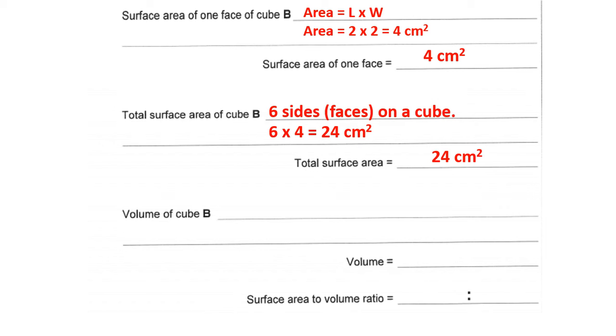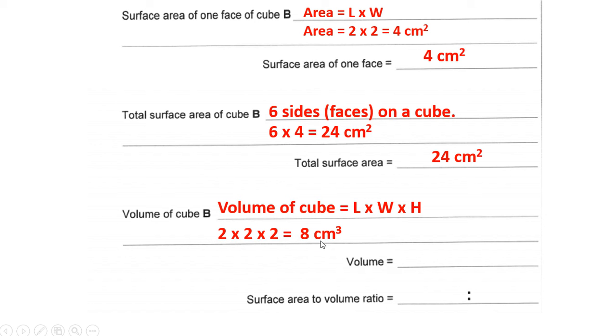To work out the volume, just like in maths, volume is the length times the width times the height. So we do 2 times 2 times 2, which gives us 8. That's a total volume of 8. We pop that into the surface area to volume ratio, so that's 24 to 8, because that's the total surface area to the volume.